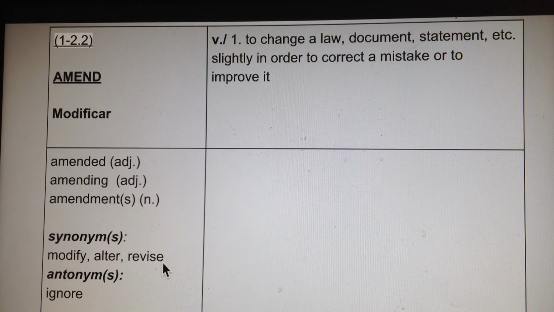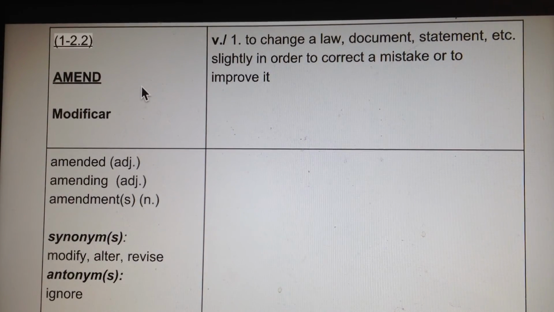Okay. And again, amend mostly focuses on something written. Okay. We don't talk about amending our car, for example. You can talk about modifying your car or altering your car, but we don't usually talk about amending the car. Amend usually is used just for something written, okay? So when you use it in your original sentence about yourself, be sure to refer to something written when you talk about amending. The antonym is ignore, basically where you don't wish to choose to change anything.